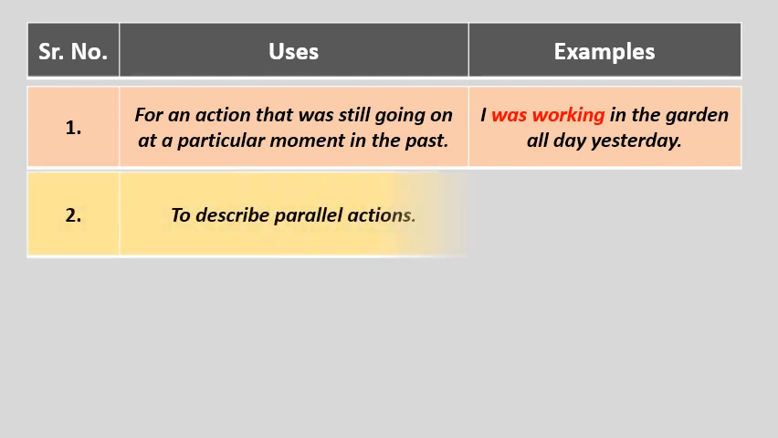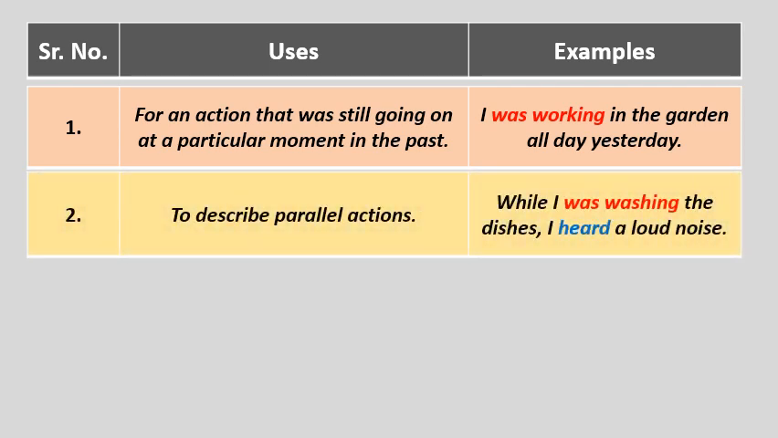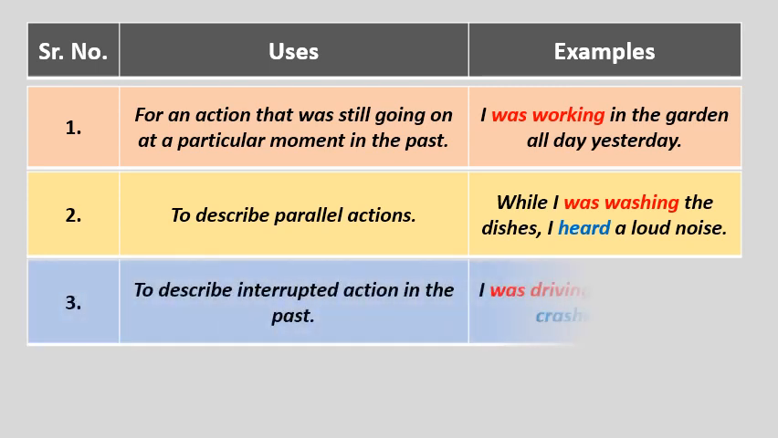Number 2. It is used to describe parallel actions. For example, while I was washing the dishes, I heard a loud noise. Number 3. It is used to describe an interrupted action in the past. For example, I was driving to work when I crashed my car.